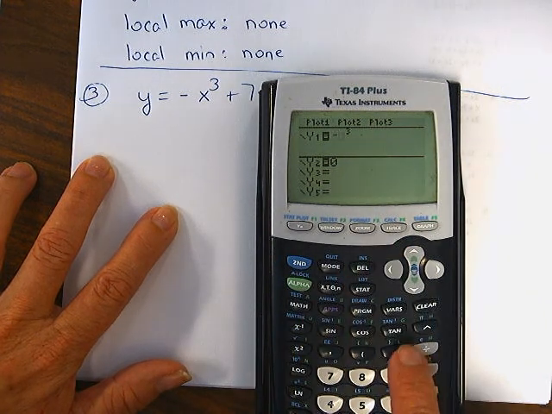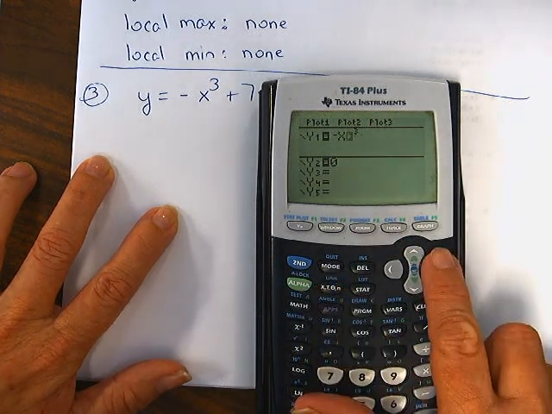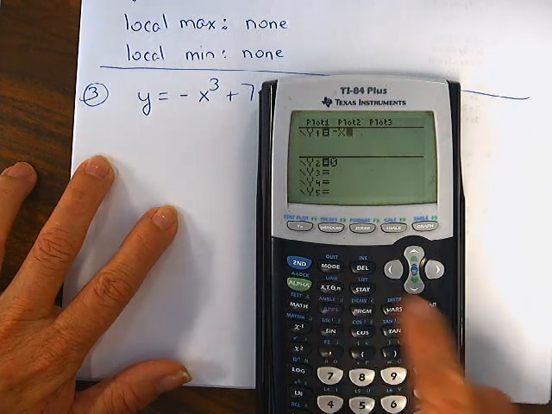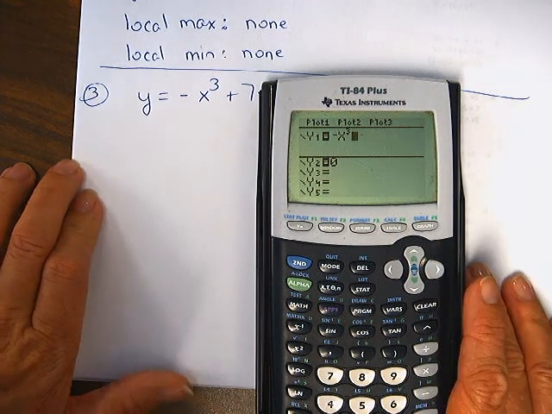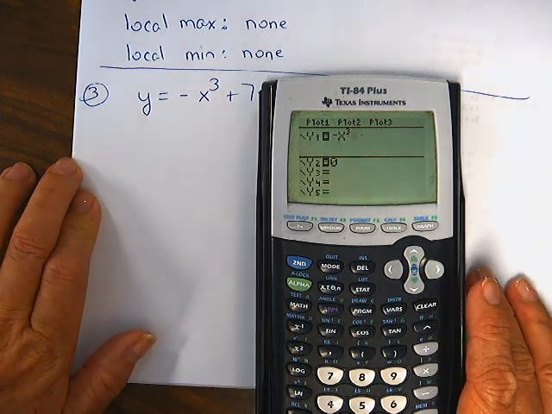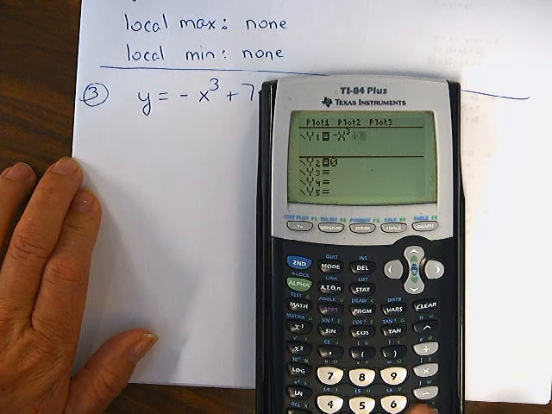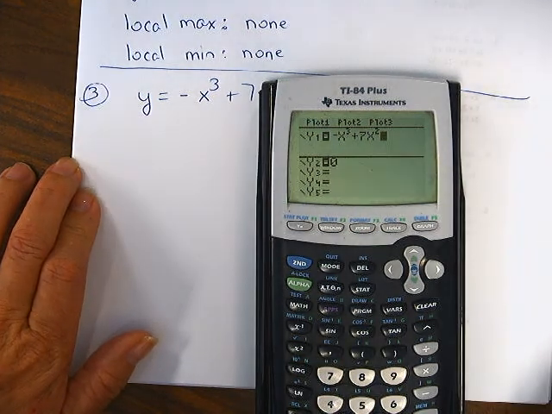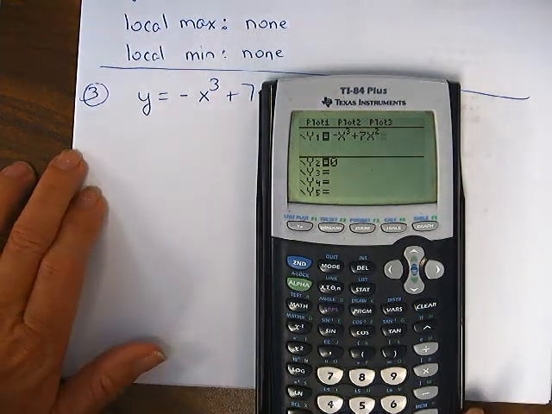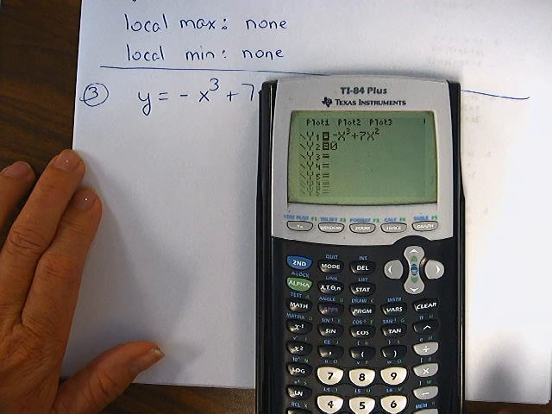negative x raised to the third power. And my calculator is a little different in how it shows it. Yours will have the caret there. Plus 7x squared. And I'm going to leave y2 equal to 0 because I know I'm going to want to find my x and y intercepts, so I might as well leave that in there. Let's take a look at our graph.